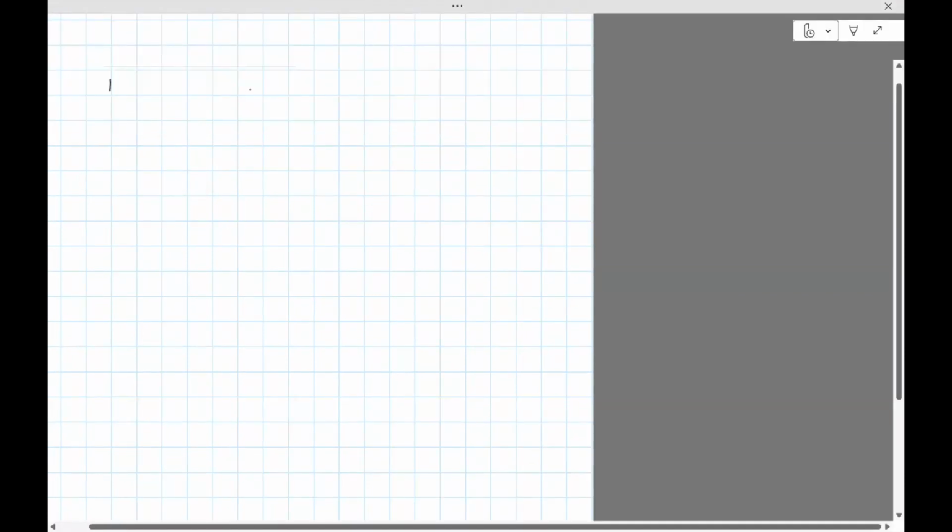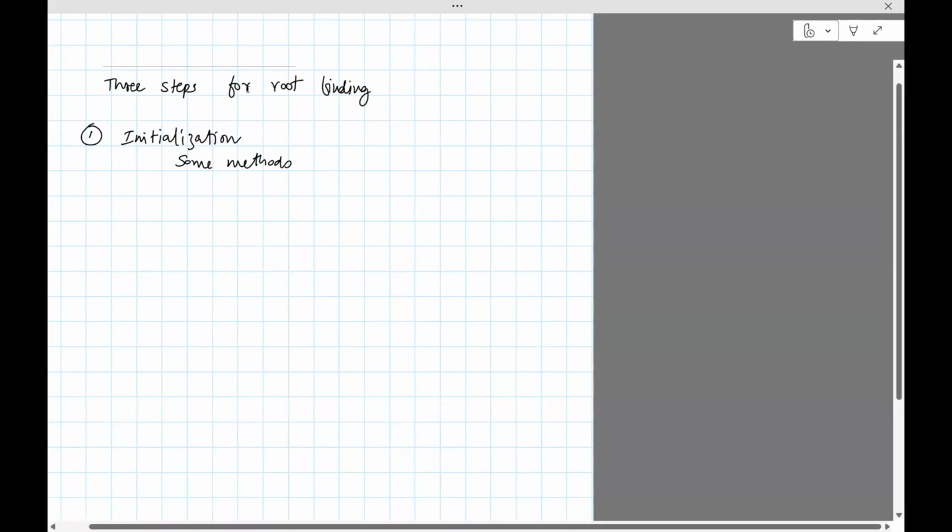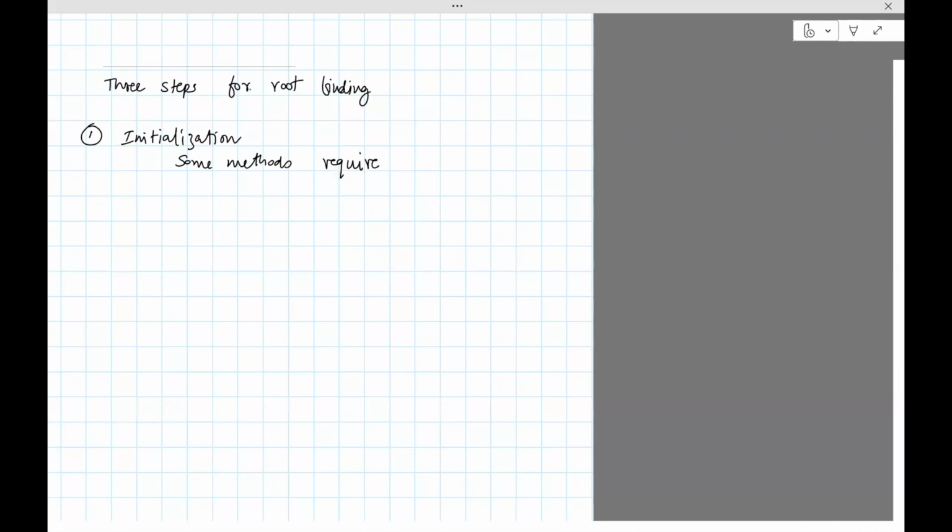So, three steps for root finding. Step number 1, we need to initialize. That is, we cannot just get the root unless we start with some initial guess as to where the root might be. Now, some methods that we're going to see require two initial values.